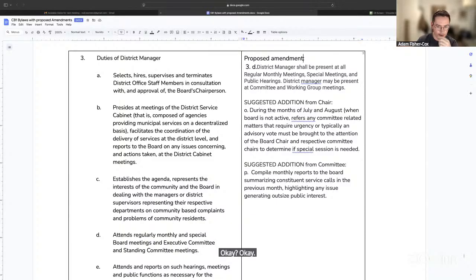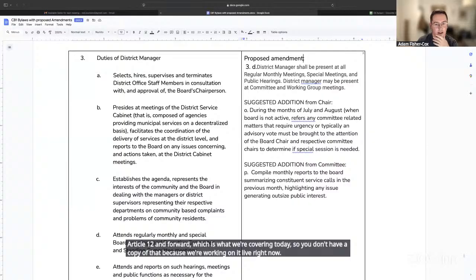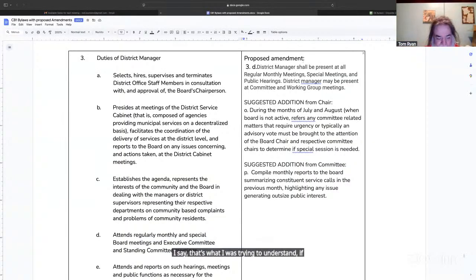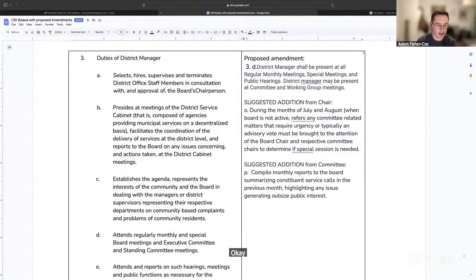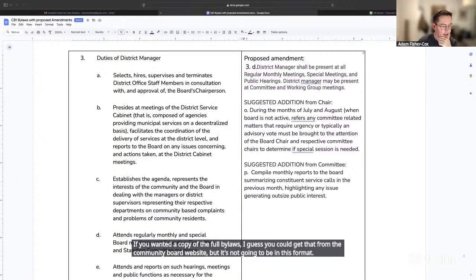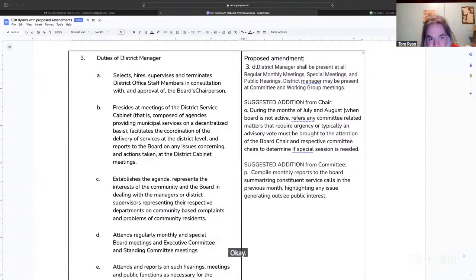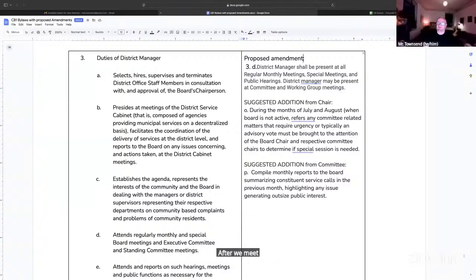What Rod has on the screen right now is Article 12 and forward, which is what we're covering today. So you don't have a copy of that because we're working on it live right now. I see. That's what I was trying to understand. It didn't make sense, but now it makes sense. If you wanted a copy of the full bylaws, I guess you could get that from the community board website, but it's not going to be in this format. And when are you planning to send the rest of it out? After we meet and after we make the proposals that we're discussing right now.